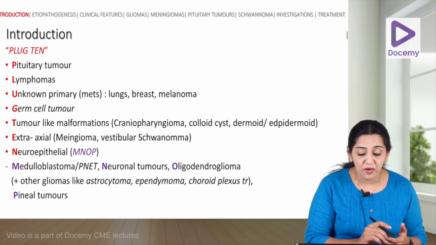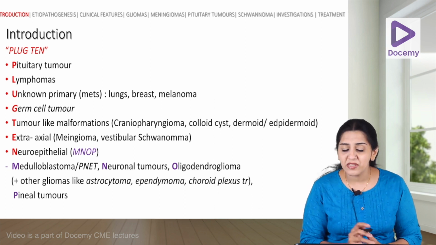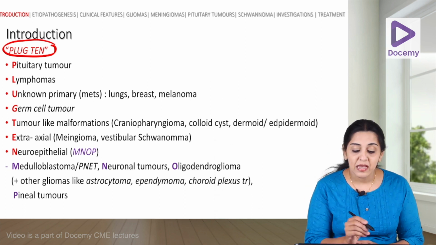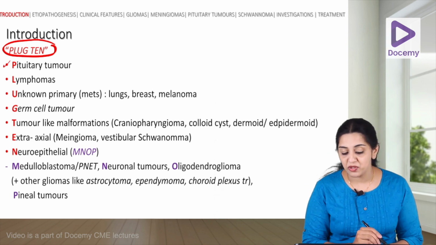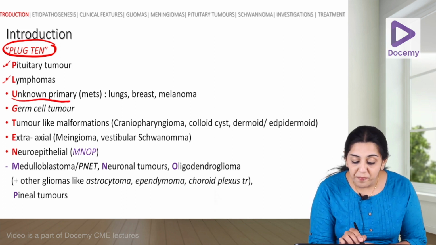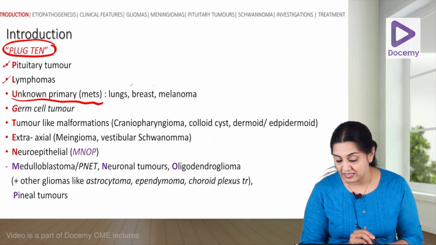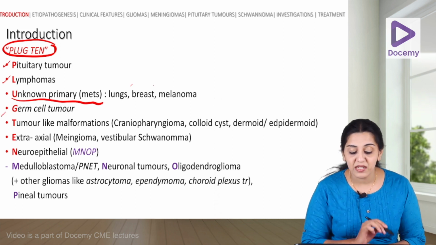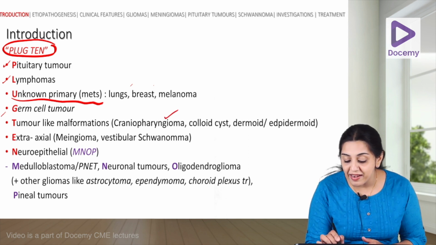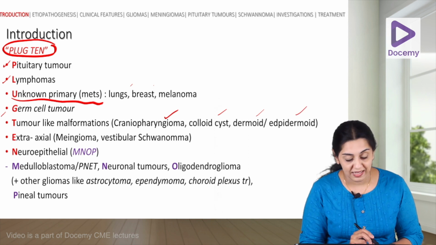Now you'll be wondering how to remember all these so many names of tumors. It's easy if you just remember this little mnemonic called PLUG-TE. That is P for pituitary tumor, L for lymphomas of the brain, U for unknown primary or mets to the brain from the lungs, breast, melanoma, etc. G is for germ cell tumor, T is for tumor-like malformations like craniopharyngioma, colloid cyst, dermoid, epidermoid, etc.